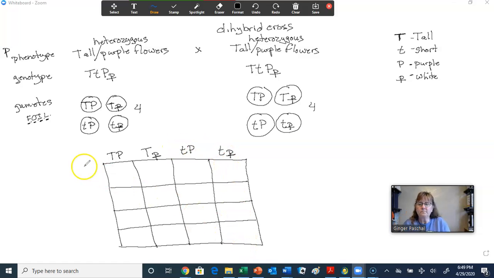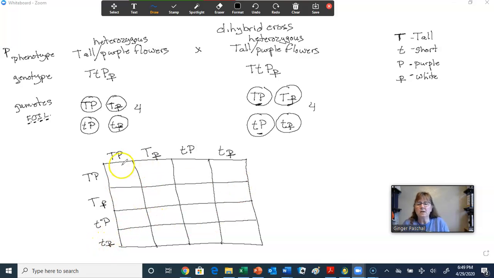Now we're going to take these 4 gametes and write them down the side. Again, capital T and capital P are in the same cell, so they have to remain together. Capital T and lowercase p are in the same cell, so they have to remain together. Lowercase t and capital P are together, and lowercase t, lowercase p are together.